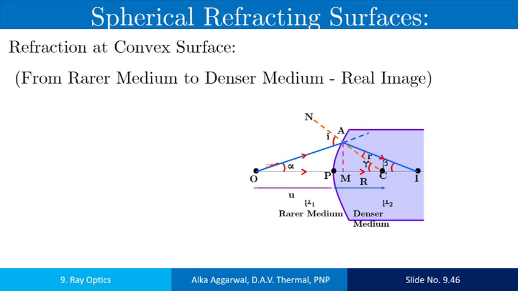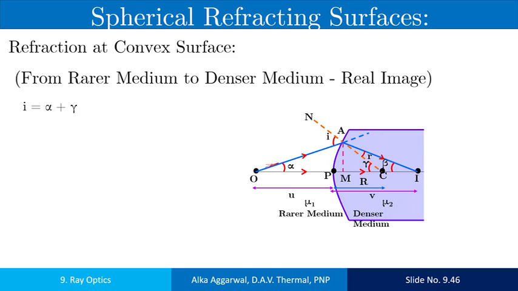R is the radius of curvature. U is the object distance between the pole of the refracting surface and the object. V is the image distance between the pole of the refracting surface and the image.